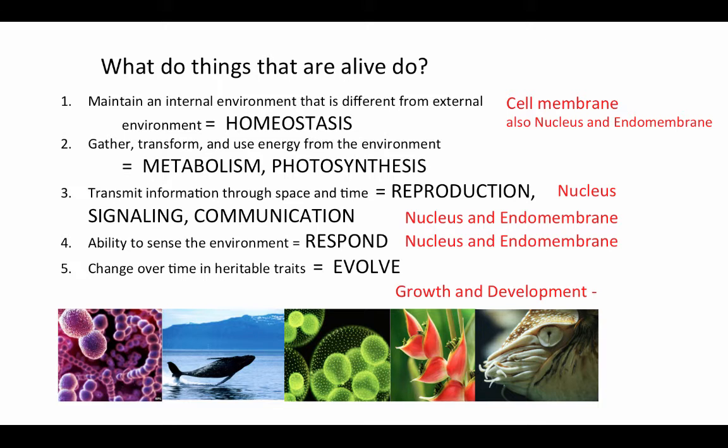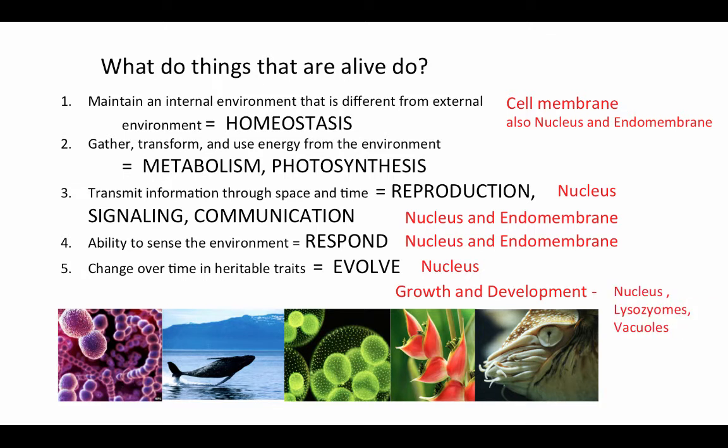Responding to the environment, again, the nucleus and endomembrane system producing those proteins that are going to allow that to happen. Evolution, the nucleus is very important. The variability in individuals in a population is going to be the result of that information that's carried in the genetic material in the nucleus. Any changes to that genetic material, again, are going to be passed down through the generations, resulting in evolution.